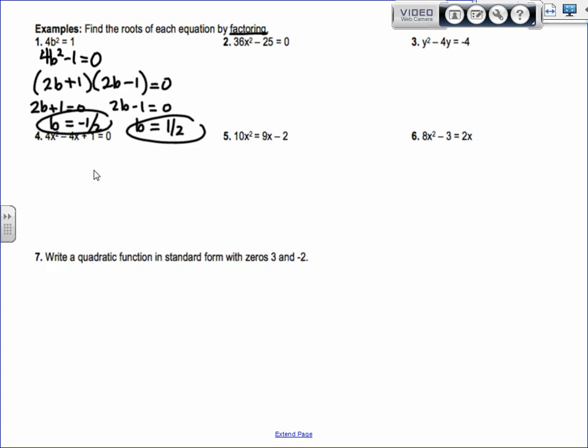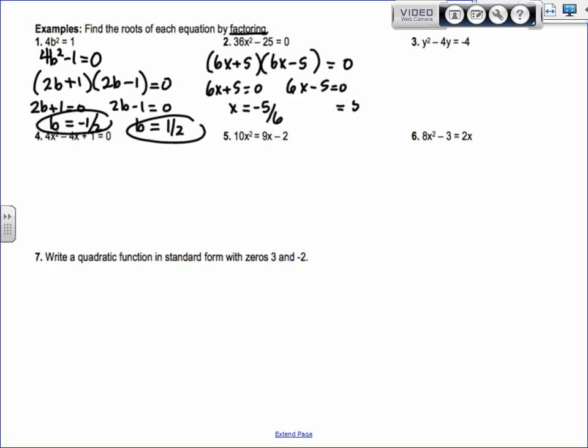All right, so this next one. Same idea. You could add the 25 and divide by 36, take the square root. But we're going to go ahead and factor. It's the difference of two squares. So I'm going to have 6x plus 5 times 6x minus 5 equals 0. So I'm going to have 6x plus 5 equals 0 and 6x minus 5 equals 0. So subtract the 5 and divide by 6. So -5 over 6. Add the 5 over and divide by 6. So I get 5 over 6. So -5 over 6 and positive 5 over 6.